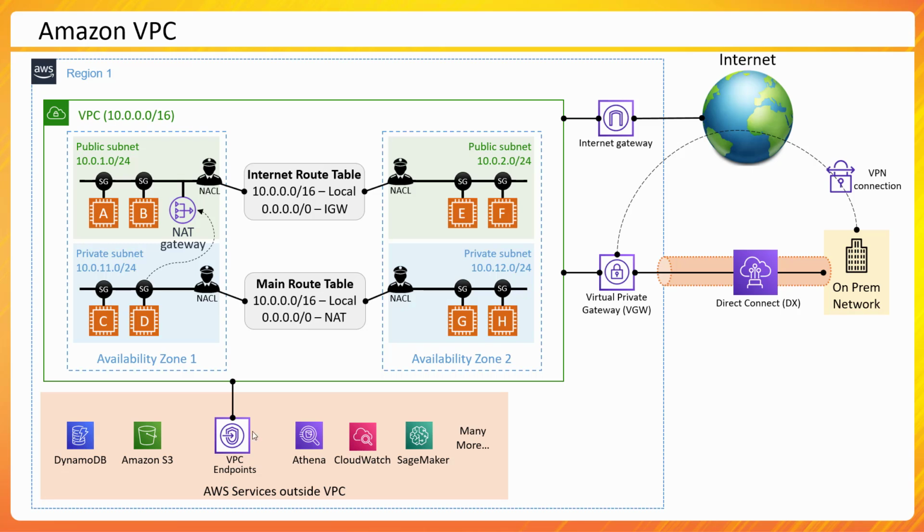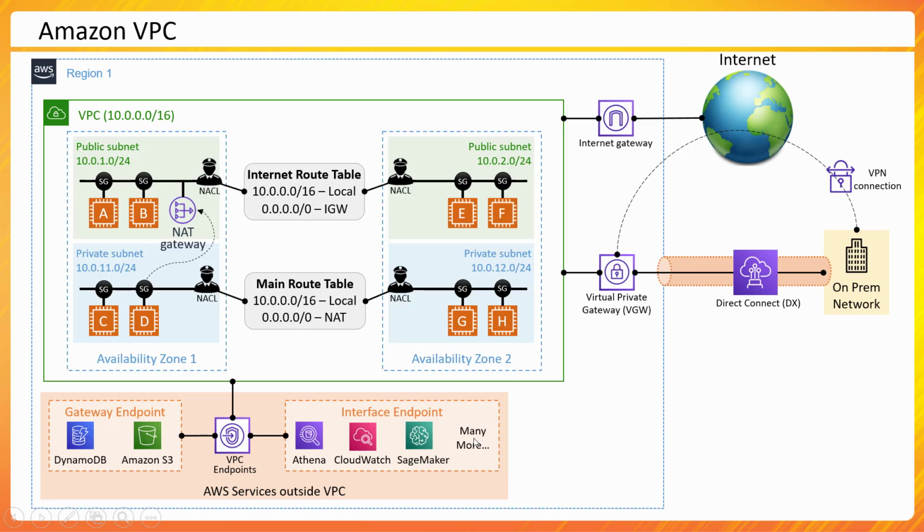Now, these endpoints are of two types. One is called a gateway endpoint and another is called an interface endpoint. Gateway endpoint is only for two specific services which are DynamoDB and Amazon S3. On the other hand, interface endpoint is available for all other supported services which have endpoints available.